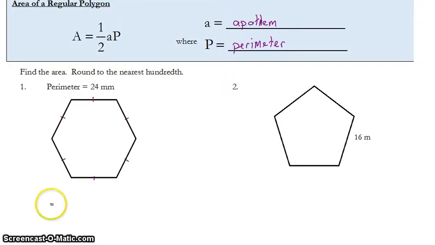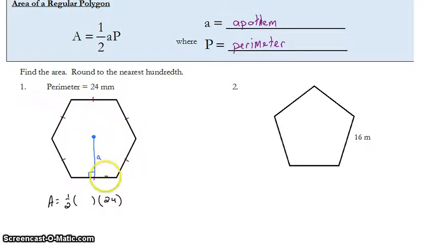In my formula, I'm going to plug in 1/2 the apothem, which I don't know, times the perimeter, which I do know, is 24. In order to find the apothem, realize that if this is my center, that segment which is perpendicular is my apothem. Here's how I'm going to have to find that length.